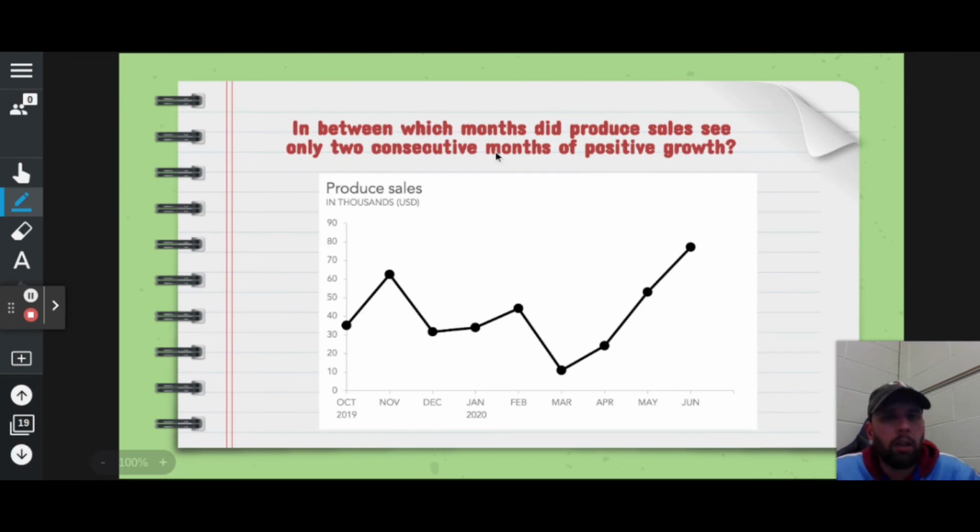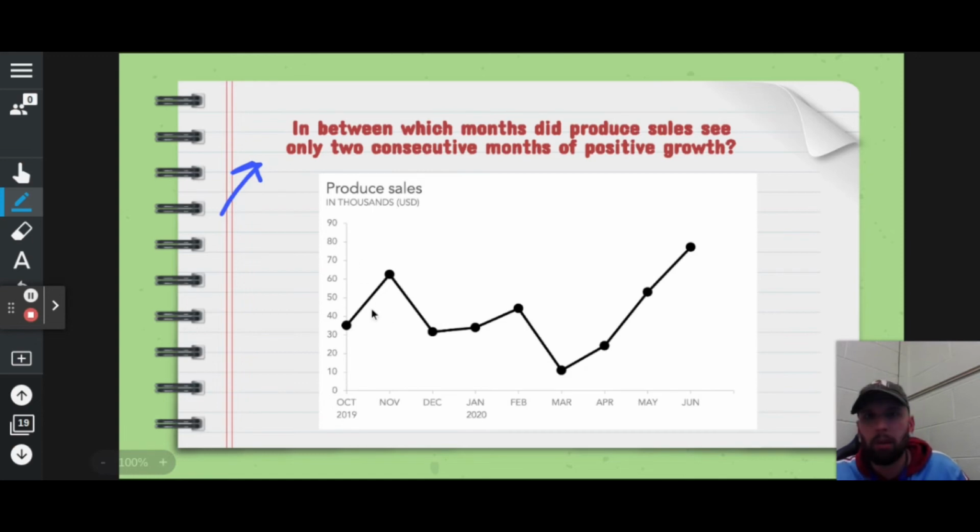In between which months did produce sales see only 2 consecutive months of positive growth? Only 2 consecutive months. Remember, consecutive means one after another, right? Positive growth means it looked like this. So your positive growth, then negative.